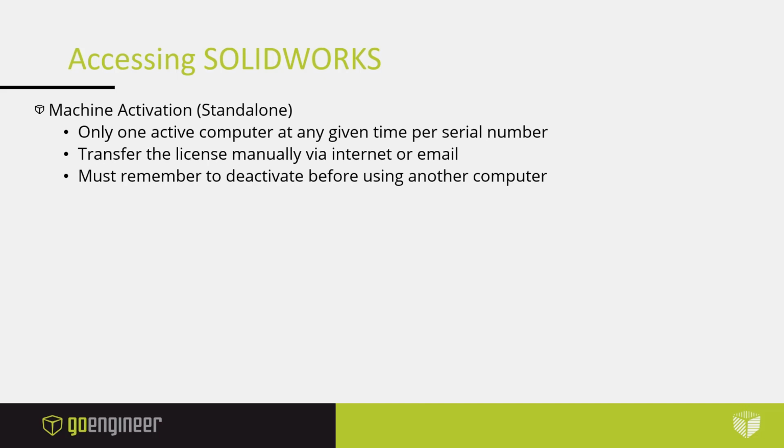So the standalone, the first one is the most popular. Machine activation, right? So if you've activated SOLIDWORKS for the first time, or if you're going in between computers and you're deactivating and activating, that's the little prompt that comes up right when you start the program. If it fails to activate, obviously it won't let you into the program. You can only have 1 computer active at a given time per serial number. Okay. So you must transfer the license manually, manually being either over the internet or through email, every time you want to switch computers. All right.